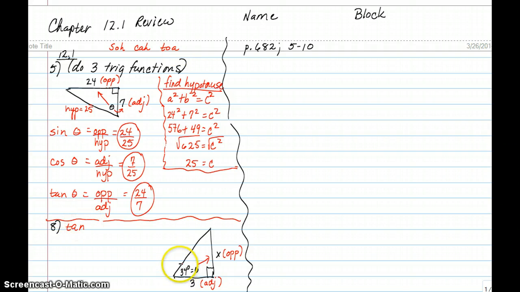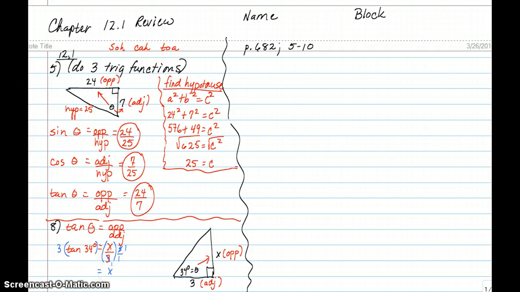So tangent of theta equals opposite over adjacent. So tangent of 34 degrees equals the opposite of x over the adjacent of 3. You are going to need to isolate the x, so you multiply both sides by 3. Write 3 over 1 if it helps you. And so then we have these canceling to 1, so you're left with x.